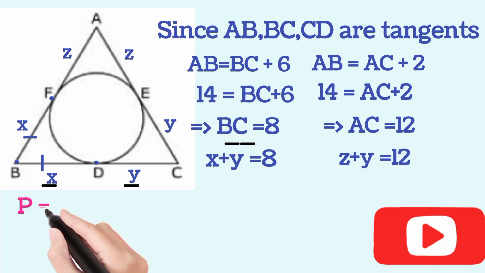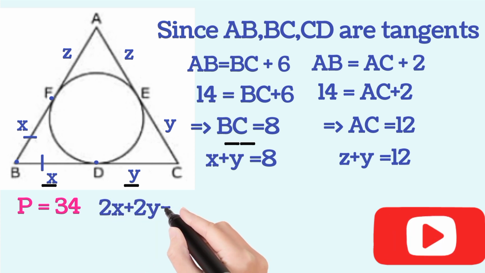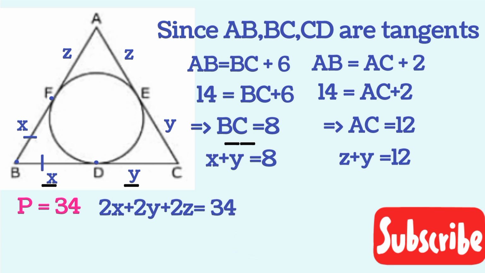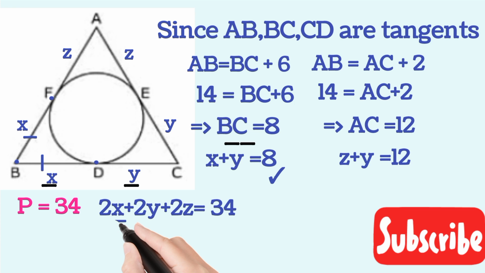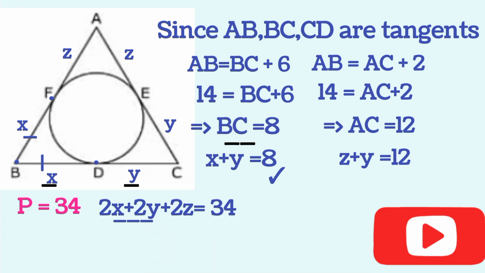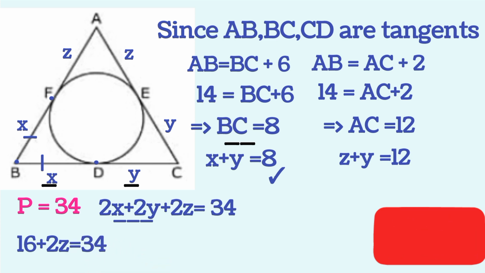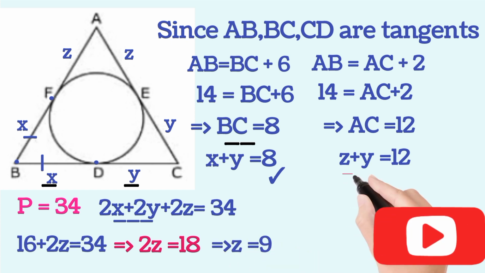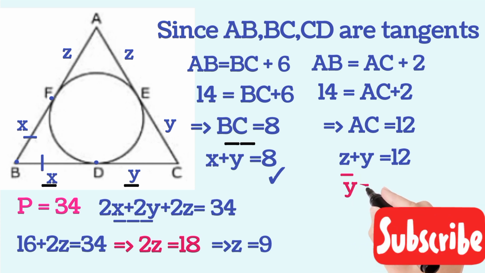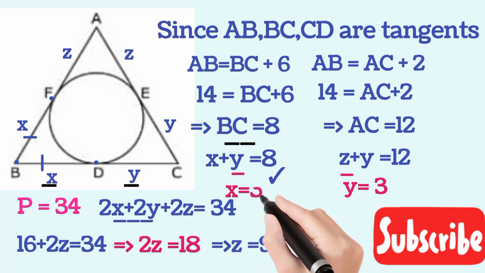Now the perimeter of the triangle is 34. So the perimeter can also be written as 2x plus 2y plus 2z is equal to 34. X plus Y is 8, so 2x plus 2y will be 16. So 16 plus 2z is equal to 34, which will give 2z is equal to 18, or z is equal to 9. Now substituting the value of z here, we will get y is equal to 3, and putting y is equal to 3 here, we will get x is equal to 5.